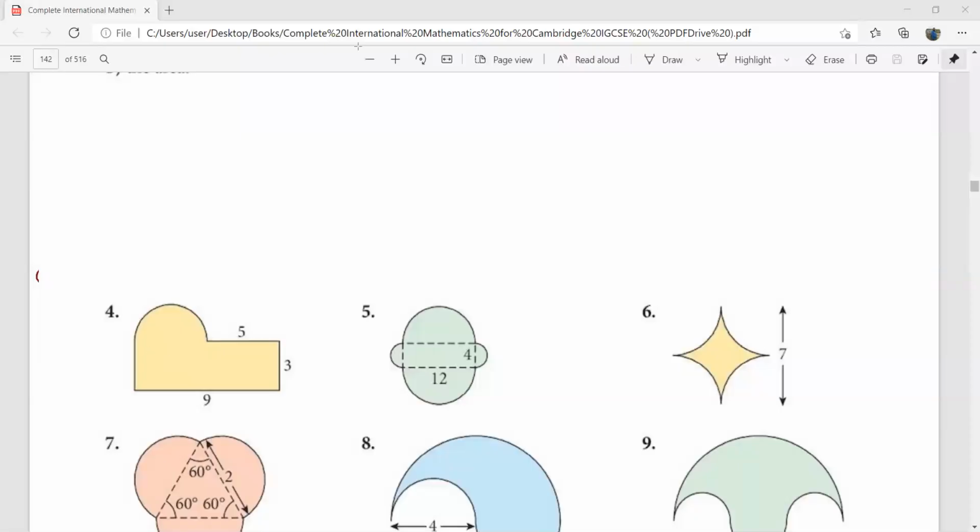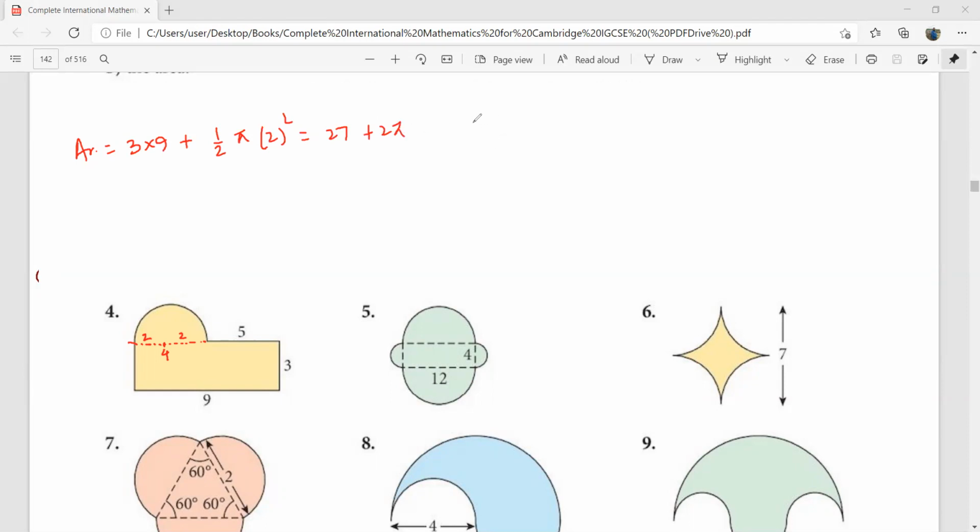If you look at this fourth question, just draw a dotted line here. If all of this is 9, then the opposite side should also be 9. So this is going to be 4 over here, which means the radius is going to be 2. The radius is 2. So now the area is the rectangle's area, 3 times 9, plus the area of the semicircle. Always write half pi r square. That is 27 plus 2 pi.